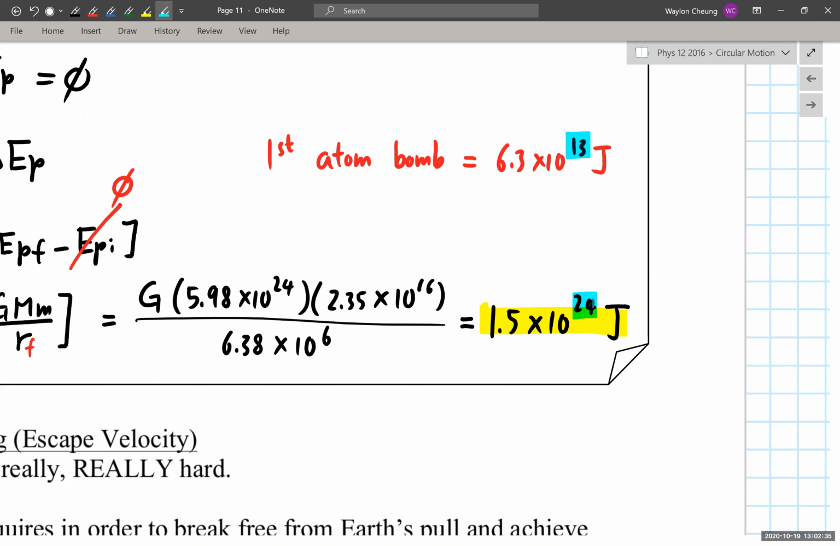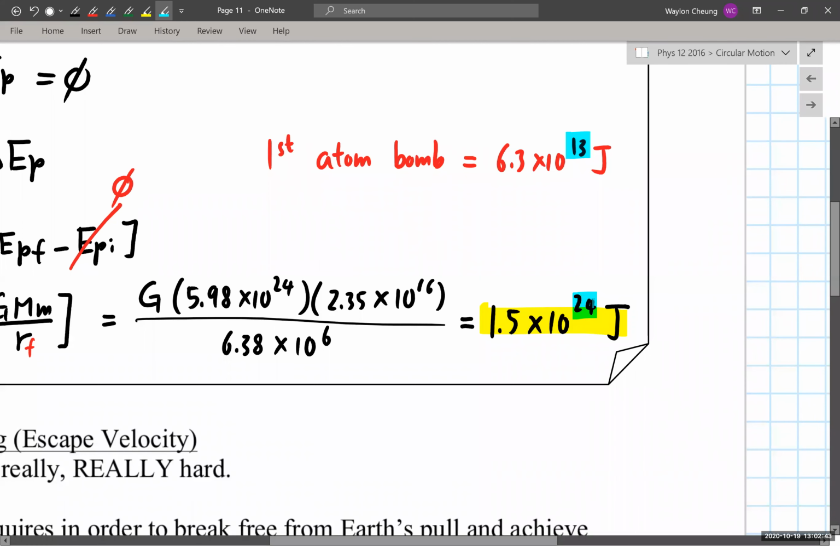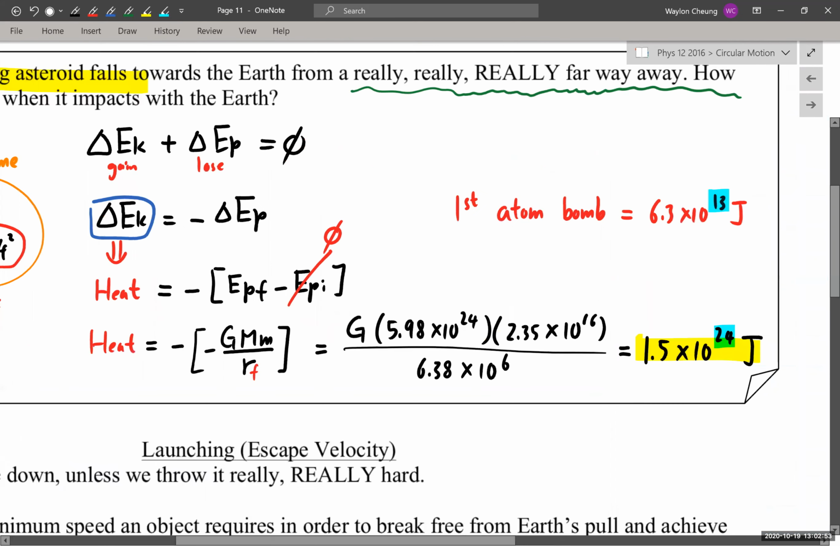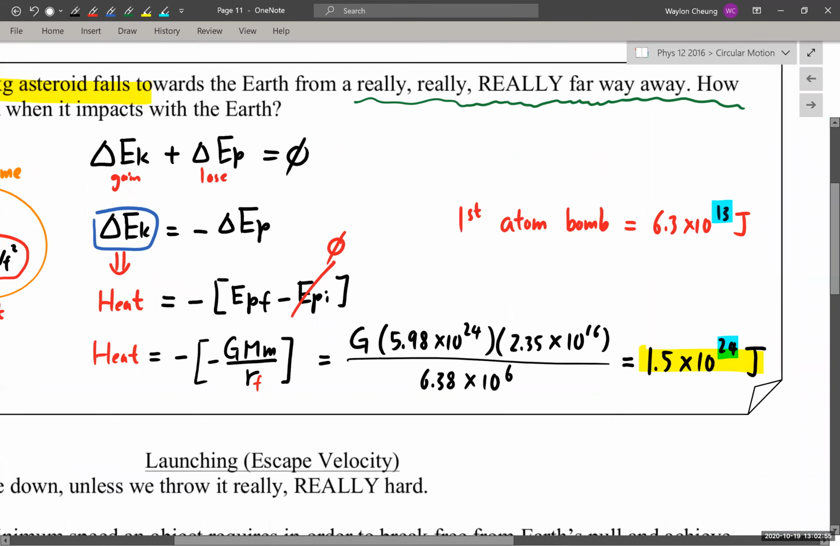9 zeros is a billion, right? So 10 zeros is 10 billion. 11 zeros is 100 billion. So, I mean, yeah, the number is not exactly the same, so we'll cut it in half. Let's say 50 billion times. So this asteroid hitting the Earth is equivalent to dropping 50 billion atomic bombs.